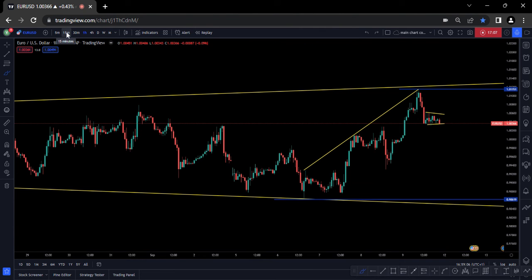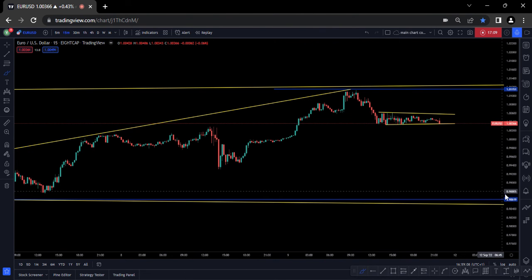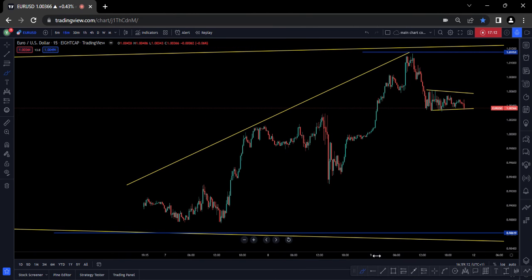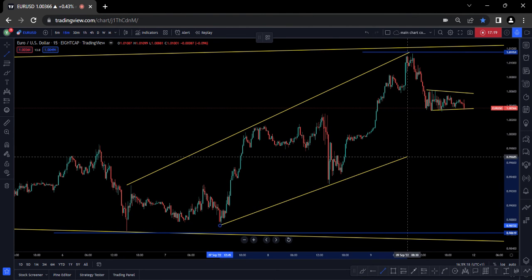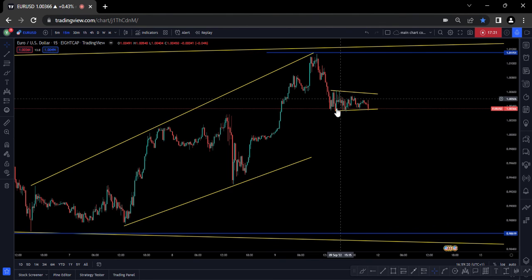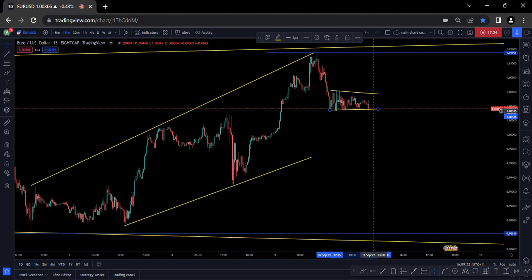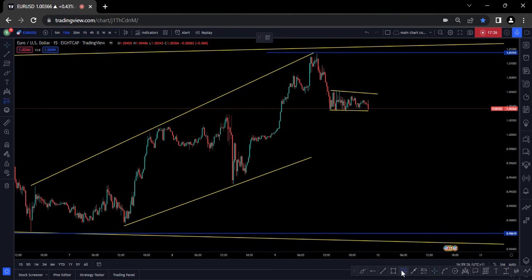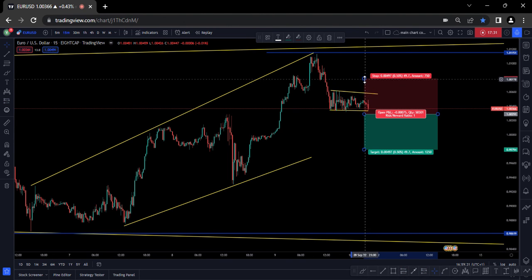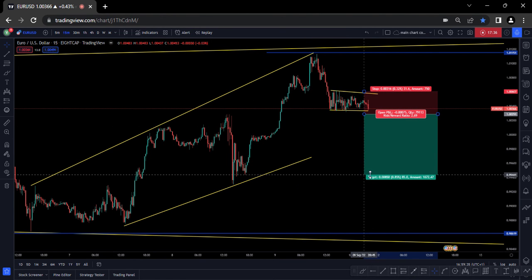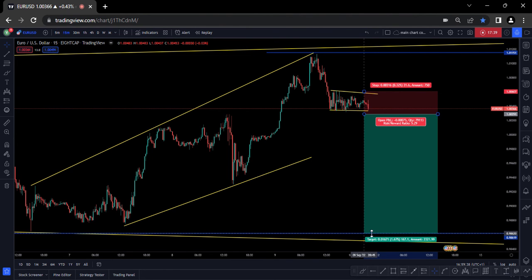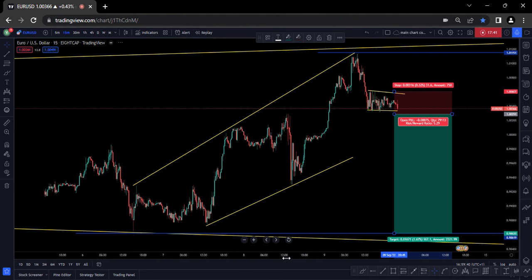So let's go to the 15 minutes to time our entry. This is the 15 minutes. This is where we time our entry. We'll be taking a sell around this area, 32 pips. Allow it to trigger us in. This will be our target, the 90% true.